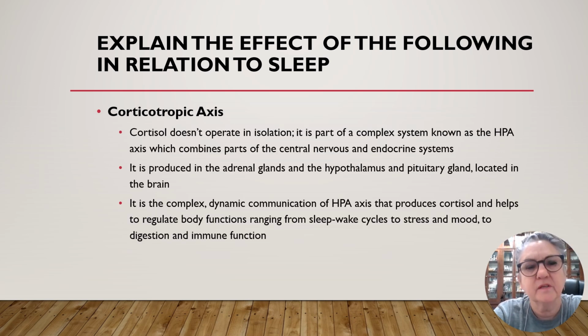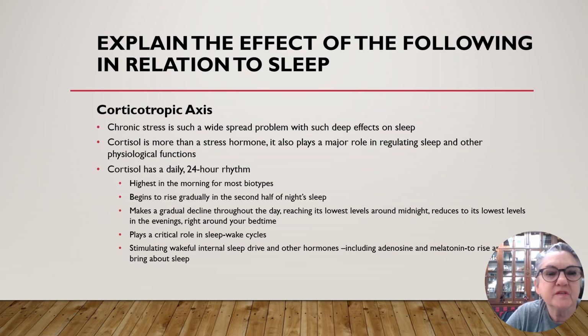Cortisol doesn't operate in isolation. It's part of the complex system known as the HPA axis, hypothalamus, pituitary, and adrenal, which combines parts of the central nervous system and the endocrine system. It is produced in the adrenal glands, and the hypothalamus and pituitary gland are located in the brain. It is the complex, dynamic communication of the HPA axis that produces cortisol and helps regulate the body's functions, ranging from the sleep-wake cycle to stress and mood to digestion and immune function. Chronic stress is such a widespread problem with such deep effects on sleep.